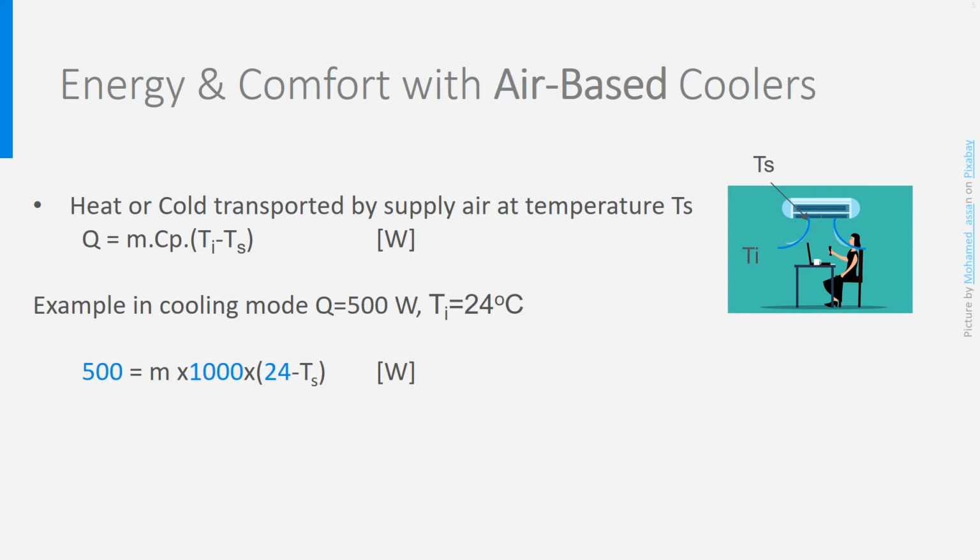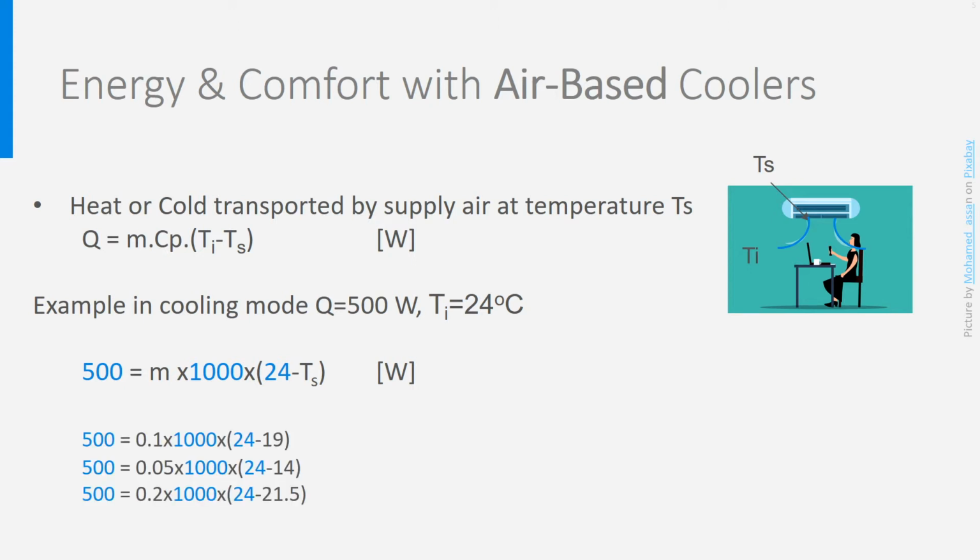For instance, with a mass flow rate of 0.1 kg per second and Ts is 19 degrees, we get the right result. But we would also get the right result with M is 0.05 and Ts is 14 degrees Celsius, or with M is 0.2 and Ts is 21.5. So there is some kind of freedom here.